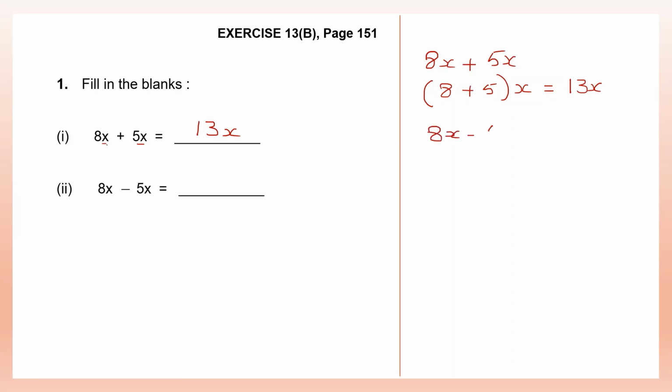8x minus 5x. Take only the numerical coefficients, 8 minus 5, and write x outside. 8 minus 5 is 3x.